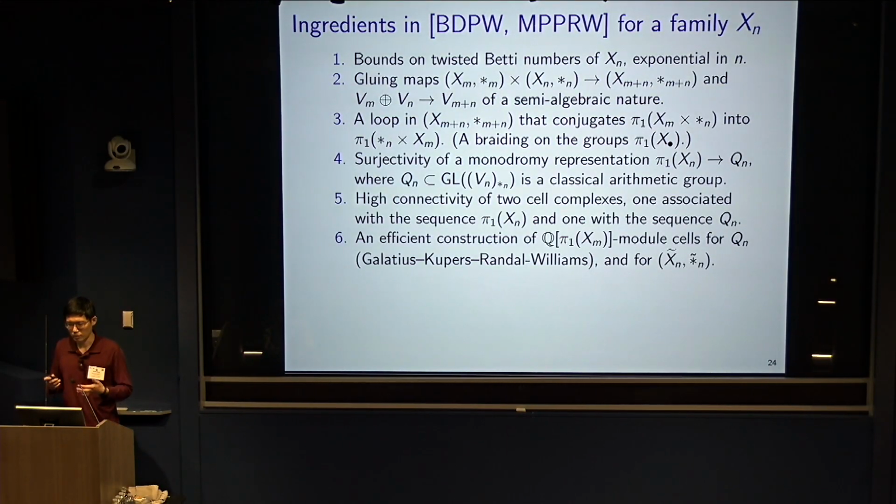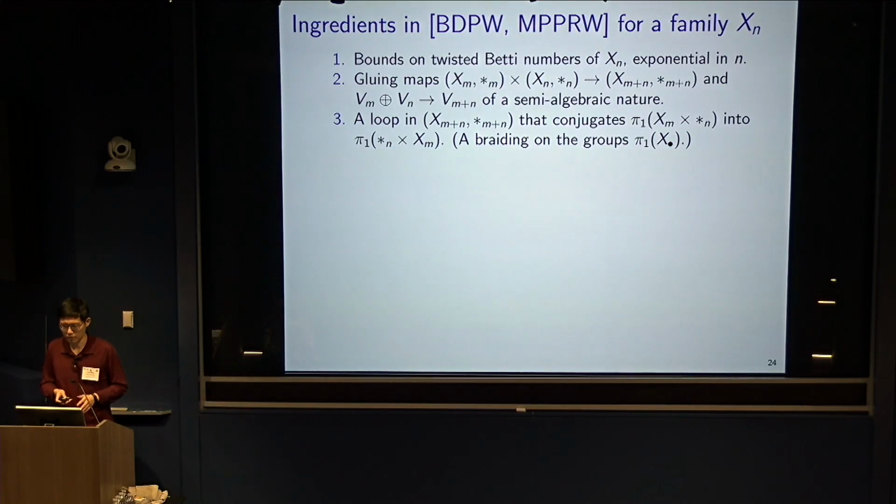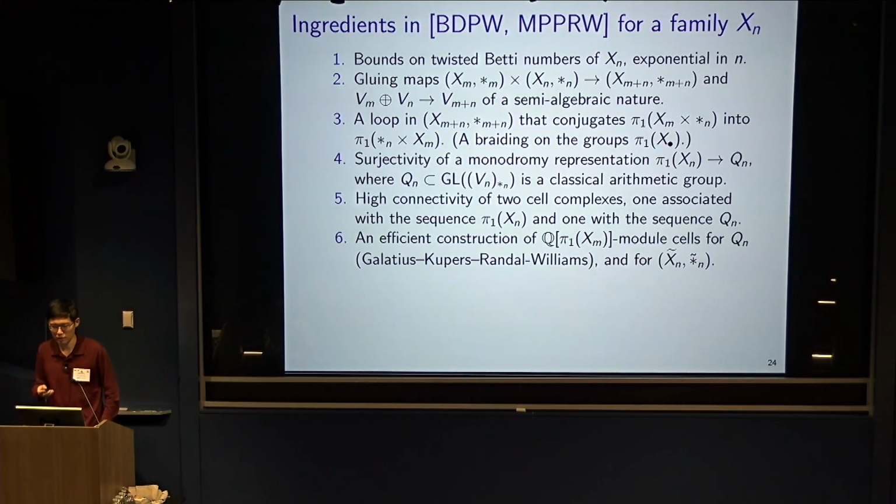You also need some braiding to represent, to sort of glue together the different ways, relate the different ways of putting one space into a bigger space. And then you also need a monodromy representation from your space to some arithmetic group to set up some comparison of their homologies.